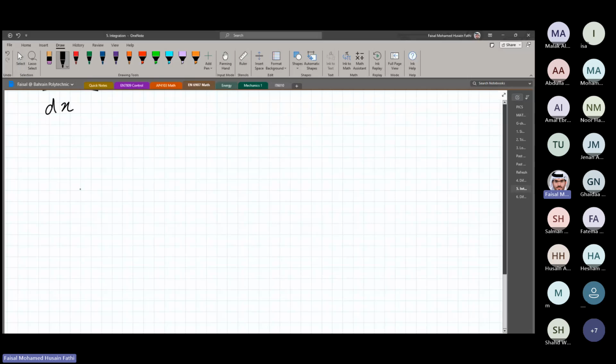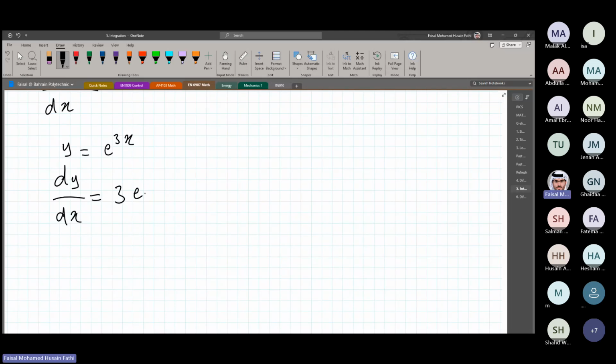The same idea again when we go to exponentials. If you remember, let's say y is equal to e to the power of 3x. Okay, dy by dx is going to be equal to, remember what we did, 3e to the power of 3x, right? So let's integrate this value, 3e to the power of 3x dx, so we can go back to the original equation.